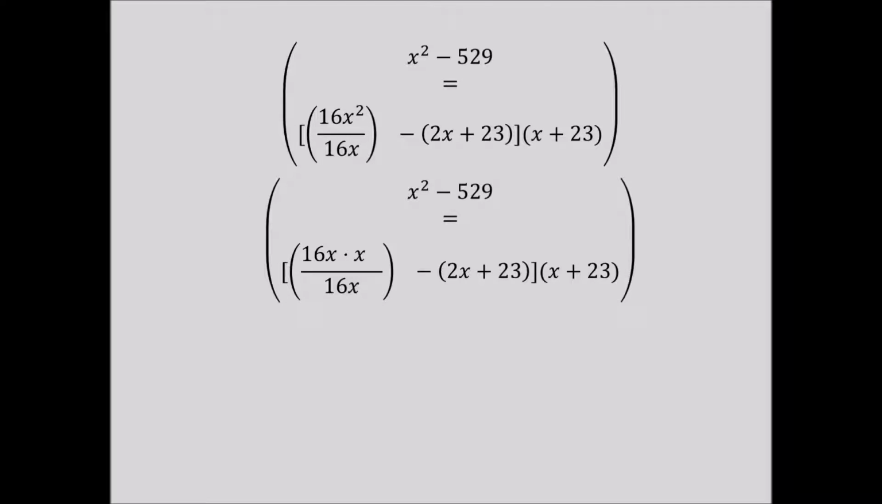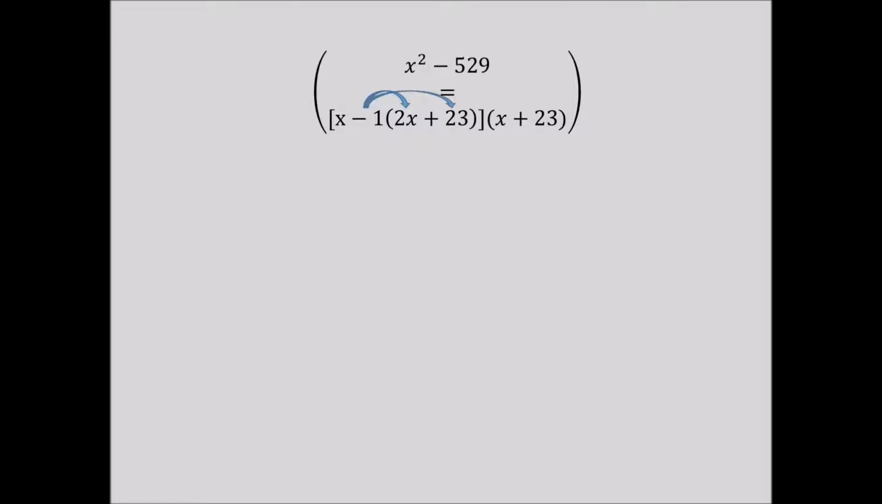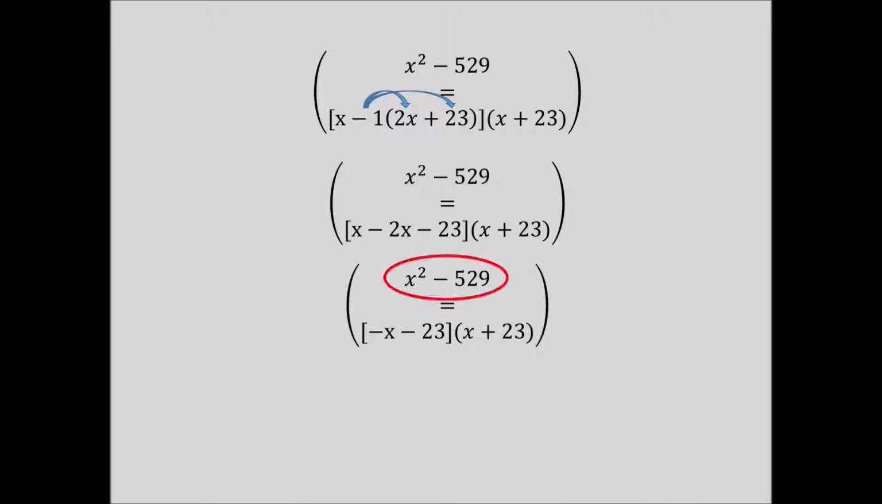Then after factoring out x, we cancel out 16x, giving us this. After distributing the negative factor, we get this and do some arithmetic. When that side looks crazy impossible to solve, go to the other side.